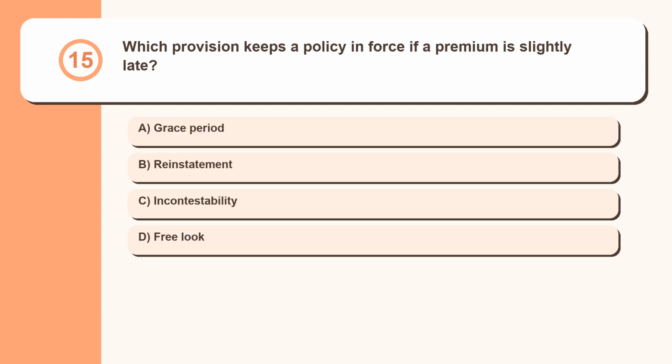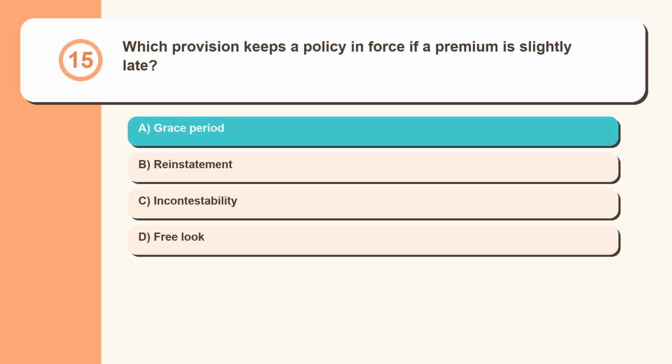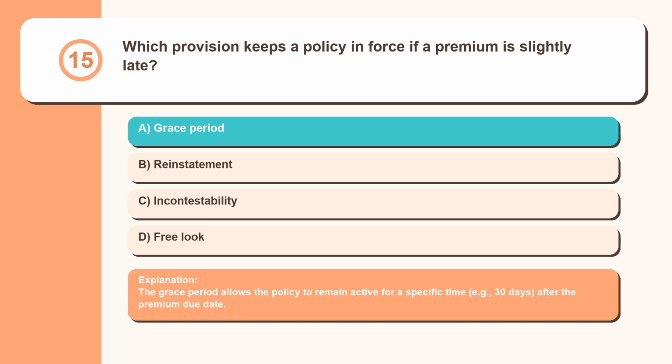Question 15. Which provision keeps a policy in force if a premium is slightly late? Grace period, reinstatement, incontestability, free look. The grace period allows the policy to remain active for a specific time, for example 30 days, after the premium due date.